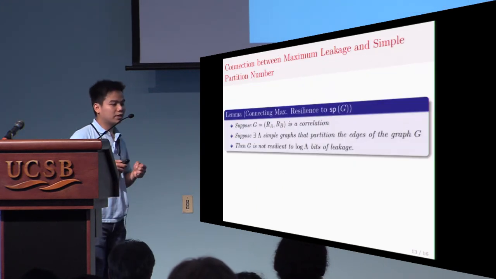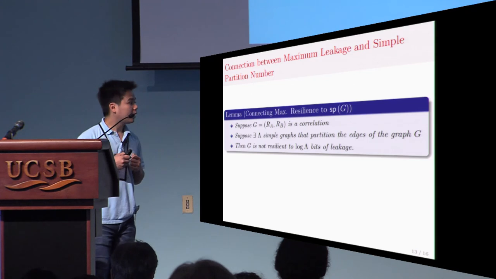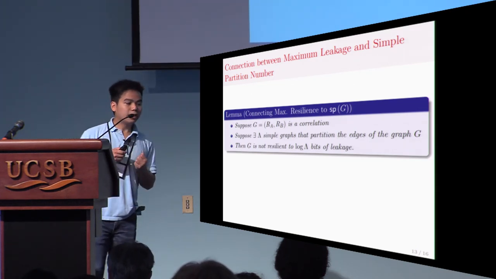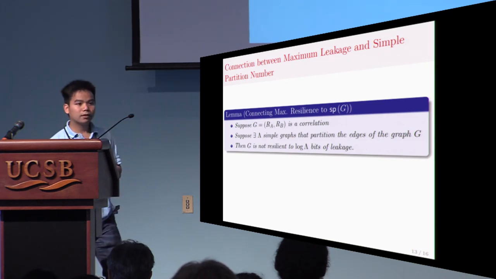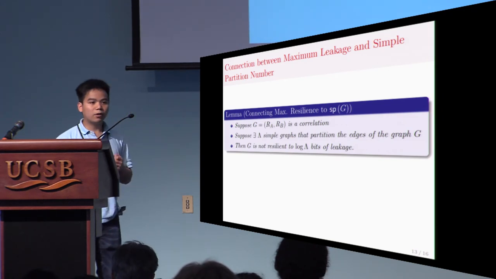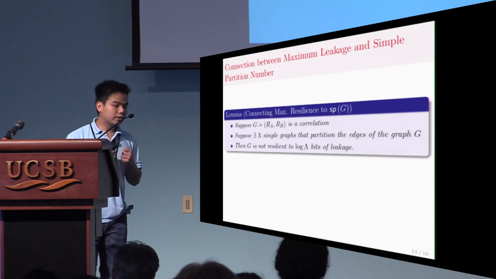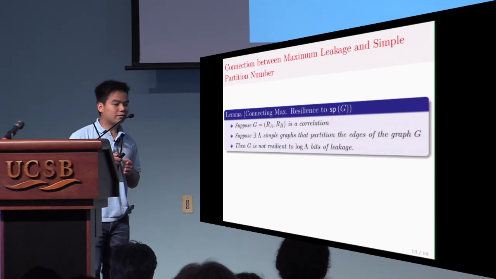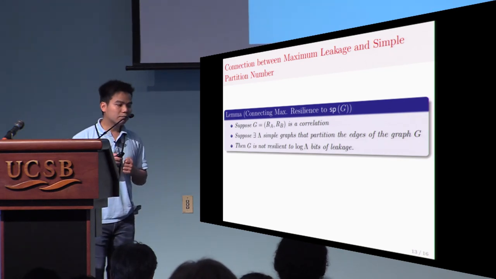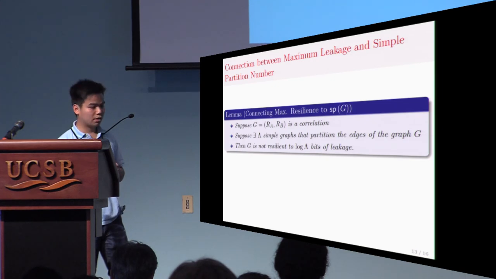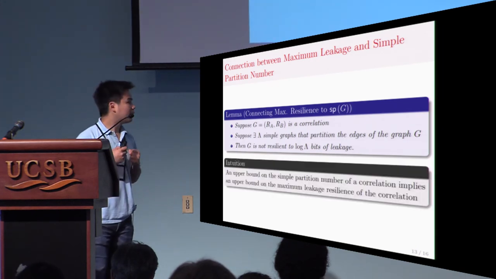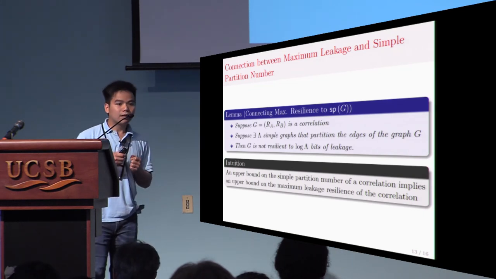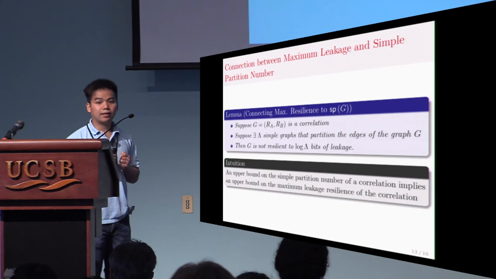Now, let me show the connection between maximum leakage resilience and simple partition number. Suppose we have a graph G, a correlation, and suppose there exist lambda simple graphs that partition the edges of the graph G. Then C is not resilient to log lambda bits of leakage. Intuitively, this lemma says that an upper bound on the simple partition number implies an upper bound on the maximum leakage resilience.